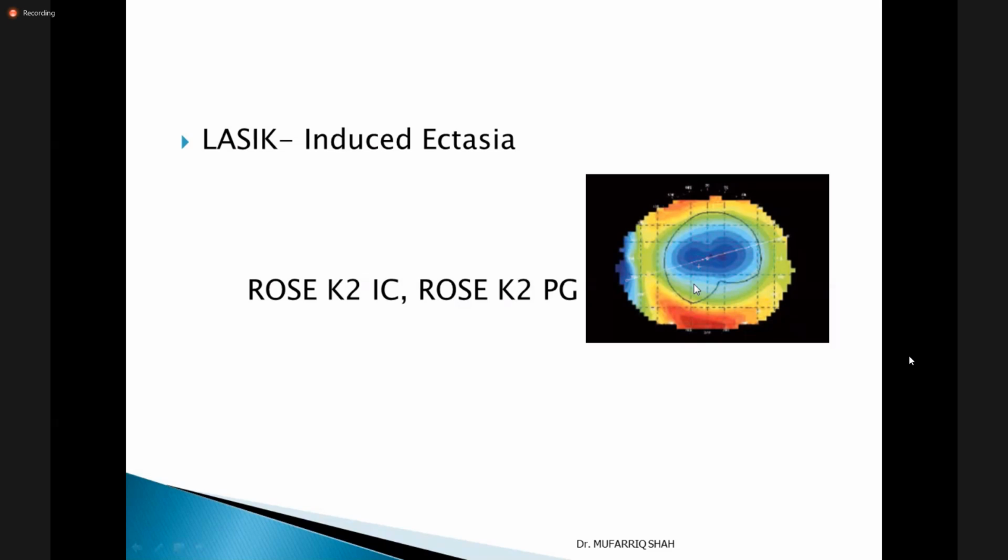The larger dia lenses and the flatter base curve lens will work here because the center is flatter. So in this case, Rose K2 IC or Rose K2 PG. Rose K2 PG, these are reverse geometry lenses. So one of these two types you can apply for this case.